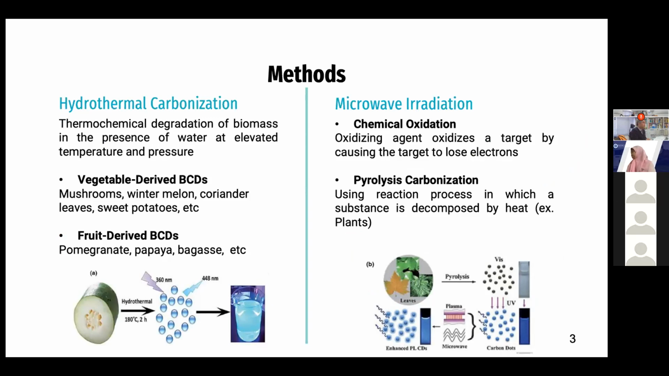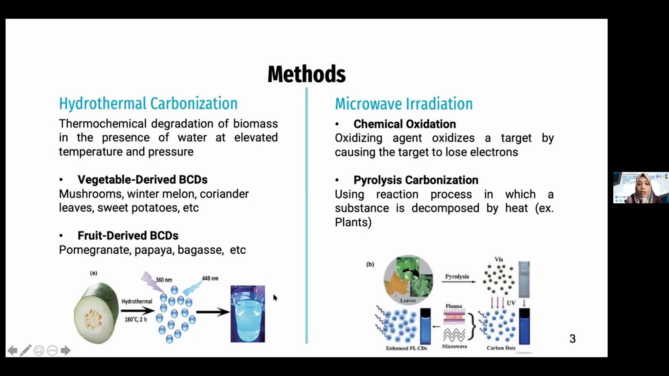There are two types. The first one is vegetable, and the second one is fruit. This is one example from the winter melon to synthesize the biomass carbon dots. And the second one is microwave irradiation. There are two types, chemical oxidation, which uses an oxidizing agent to oxidize a target by causing the target to lose electrons, and the second one is pyrolysis carbonization. This is the common method, a reaction process in which a substance is decomposed by heat. This is some examples for plants.